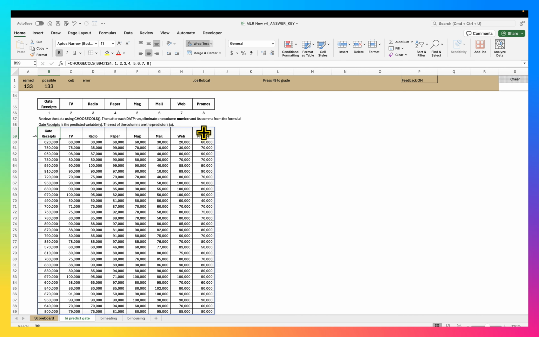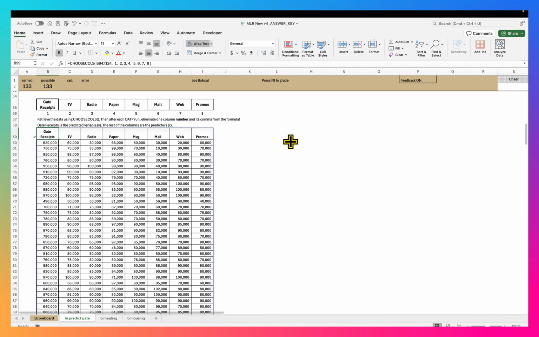And our goal is to find out which of these forms of marketing is significantly influencing the gate receipts in a positive way, and which are not, and then to focus our expenditures. Provide management with something that could focus expenditures on the effective modes.